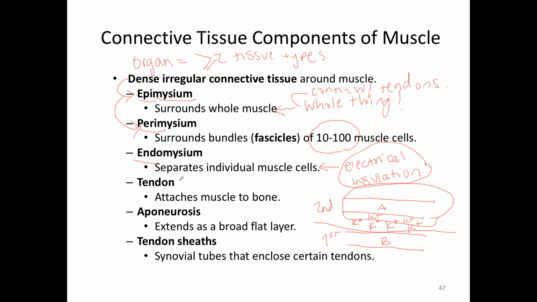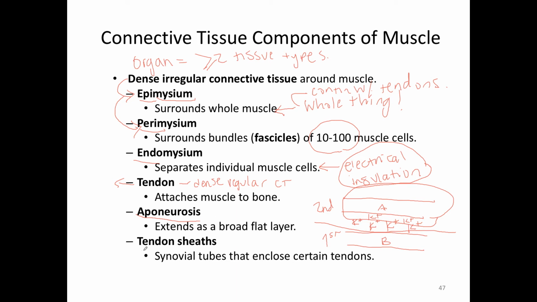Tendon is actually dense regular, so this bullet point should be moved this way. I apologize. And that's because you want those collagen fibers all running in parallel to resist particular unidirectional tension. So these attach muscles to bone. Therefore, tendons are considered to be part of the muscular system. An aponeurosis is sort of a broad, flat tendon. So you have one of these on the top of your head called your galea aponeurotica. And you also have one on the anterior surface of your abdomen.